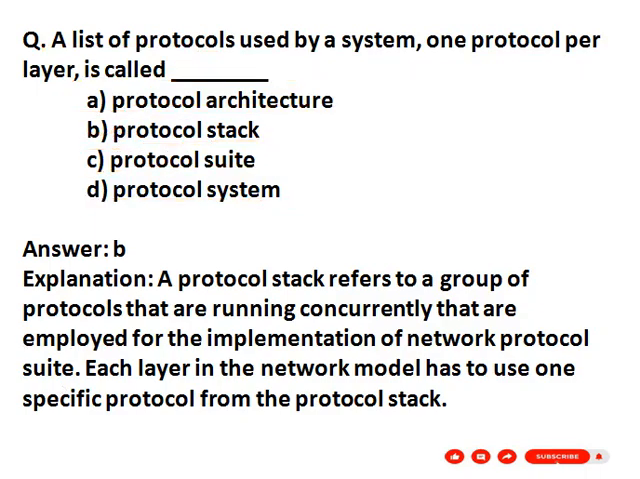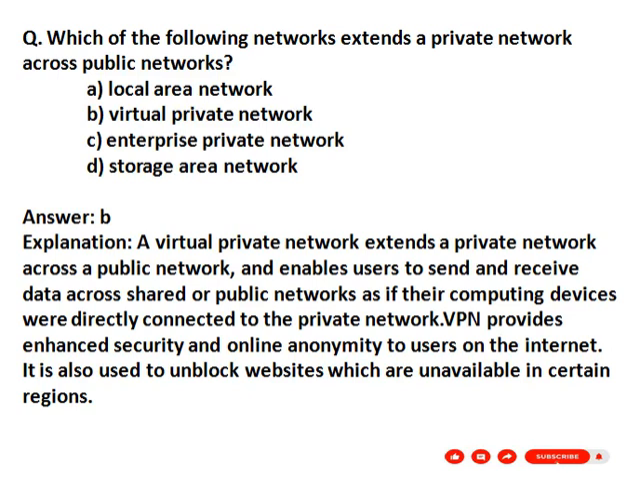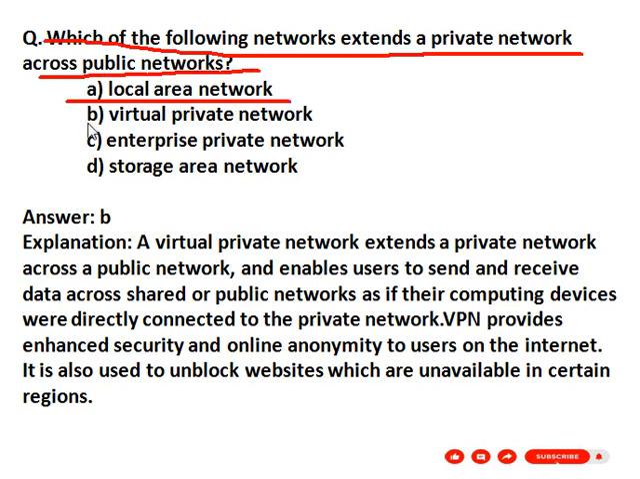Our next question, which of the following network extends a private network across public networks? Given options are A. Local area network, B. Virtual private network, C. Enterprise private network, D. Storage area network. The correct answer is VPN, B.